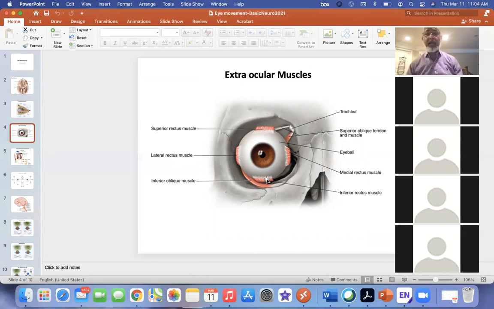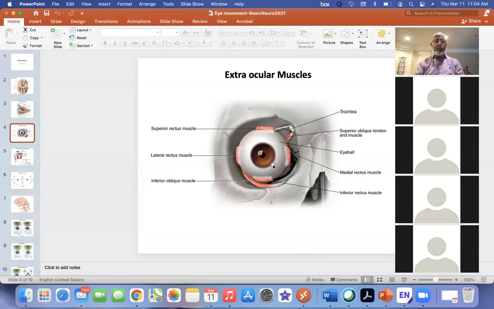These are the four rectus muscles, which are straight muscles: superior, inferior, medial and lateral. And there are two oblique muscles. These are not straight, they are oblique. One is attached to the top of the eye, goes through a pulley called the trochlea, and then goes to the back of the eye. We call it superior oblique. The other one comes from the back of the eye to the bony orbit in the front. This is the inferior oblique, named just because of their position.